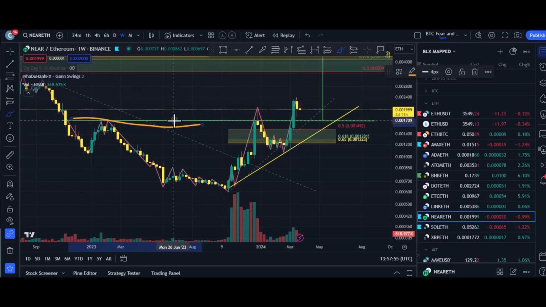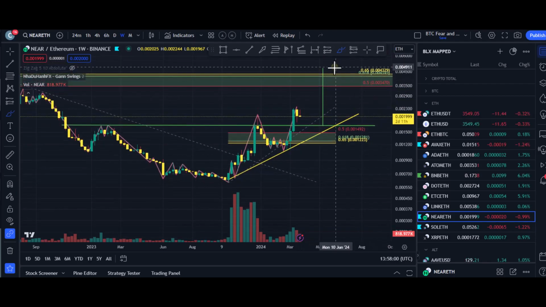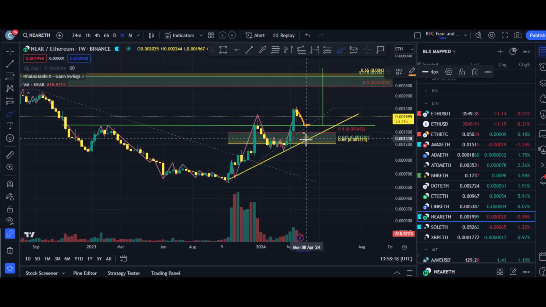There's the neckline, and there's a target. The target up here is 0.004911 of an ETH. Okay, so here's my thesis. It would be nice if it comes down. I've got another buy order here to swap some of my ETH for near. I've also got another buy order at this 50% here, which comes in at 0.0014, and also the 618. The 618 is sort of the last area, and if near starts to close beneath that, I'm going to reconsider my thesis.